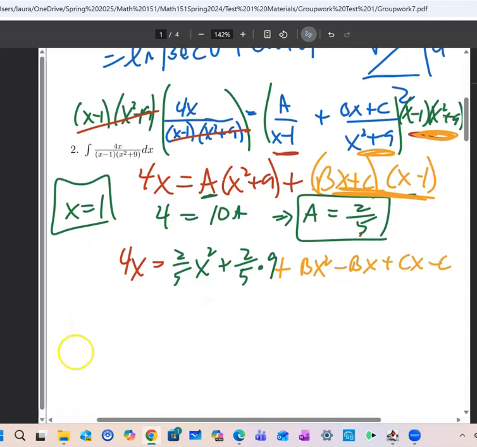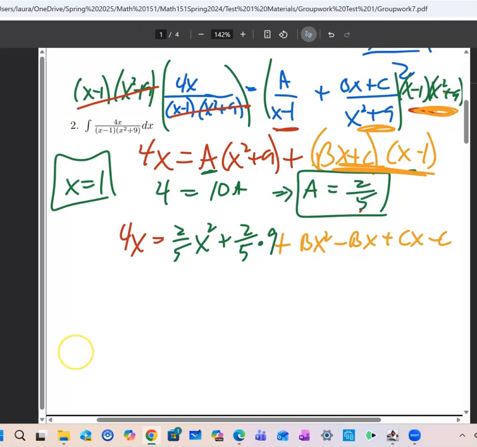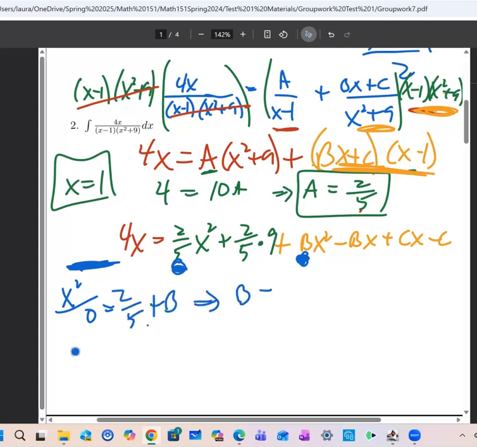All right, so what am I trying to find? I'm trying to find the B's and the C's. Well, let's see. I've got a Bx squared and a 2/5 x squared. What's the x squared term over here? It's 0. So comparing the x squared terms, I'd get 0 is equal to 2/5 plus B. Well, there you go. B is equal to negative 2/5.